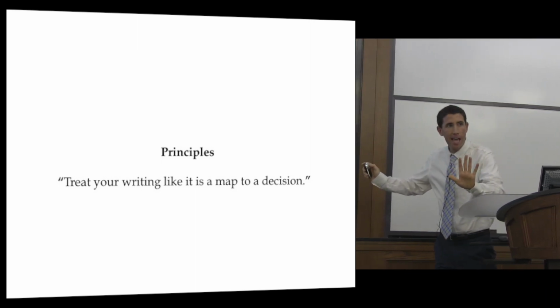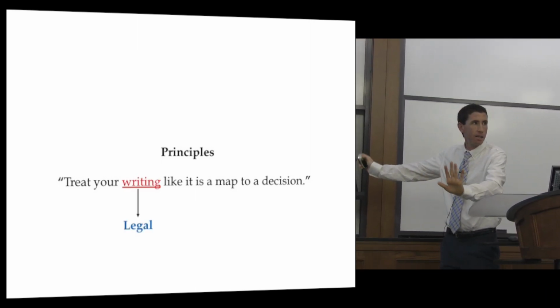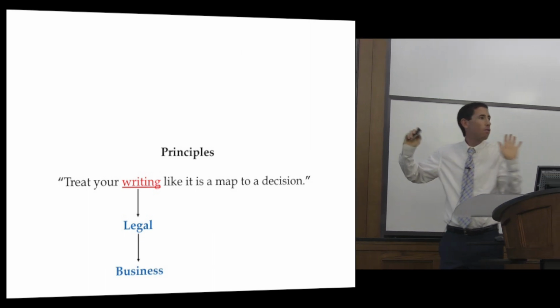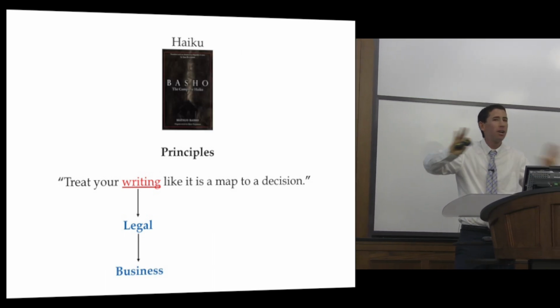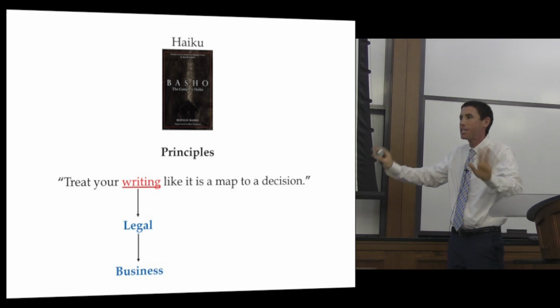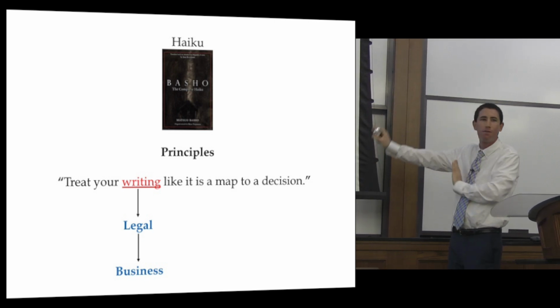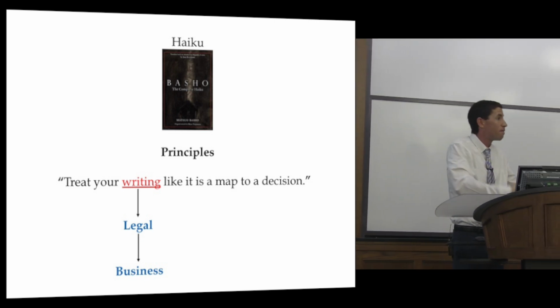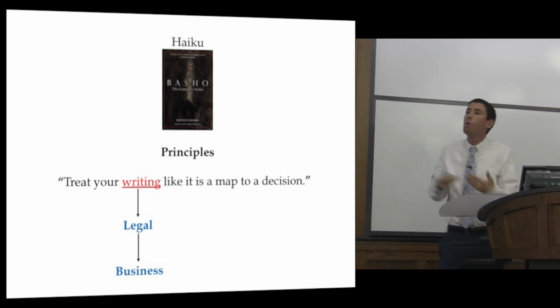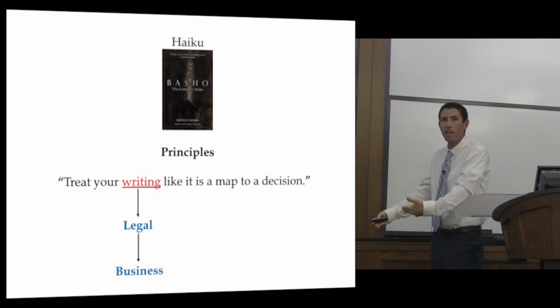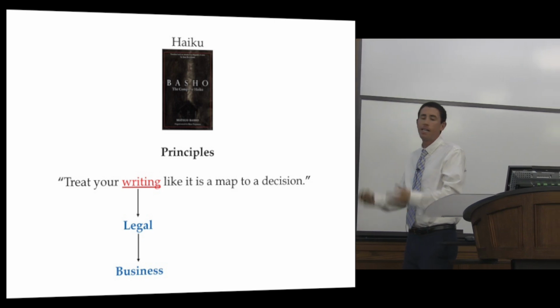And here, let me qualify that. I'm talking about legal writing, business writing. If you want to write haikus during civil procedure, you don't need to treat it like a map to a decision. There's all sorts of creative writing that doesn't fit in this definition, but we're professional writers, we're in the professional world. We want to think about our writing like a map to a decision.